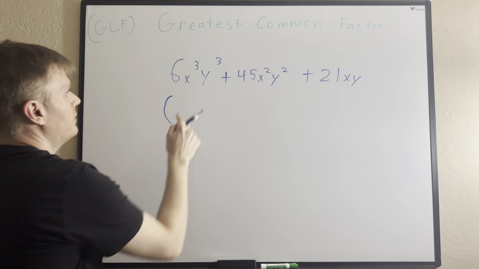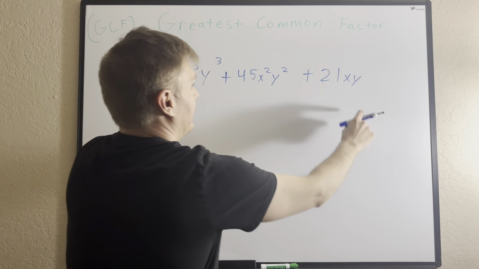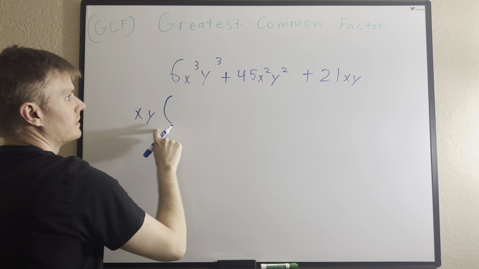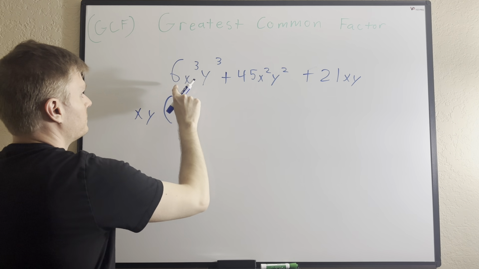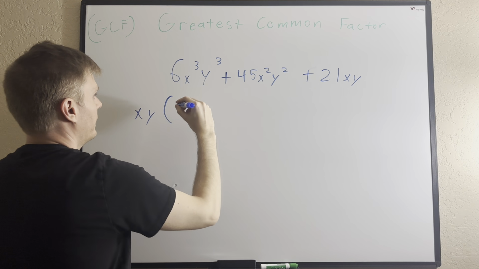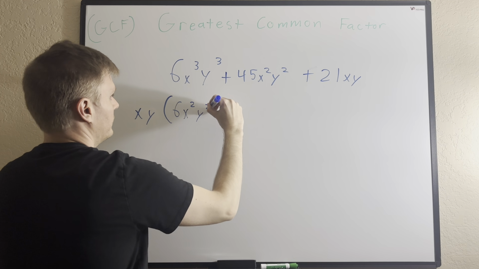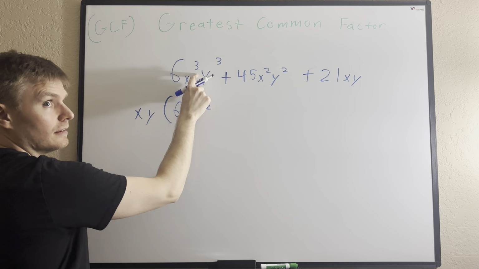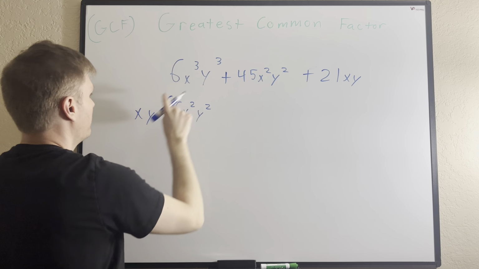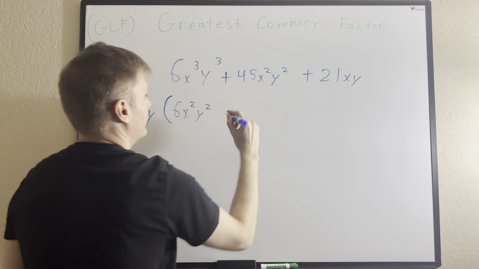So what do all of these terms have in common? Well, they all have x, y's, right? At least one. So let's take out one of each. So divide 6x cubed y cubed by xy. We get 6x squared y squared, because when you divide exponents, right, you subtract. So 3 minus 1 is 2. 3 minus 1 is 2. Same thing here.